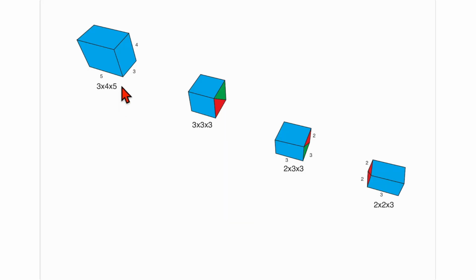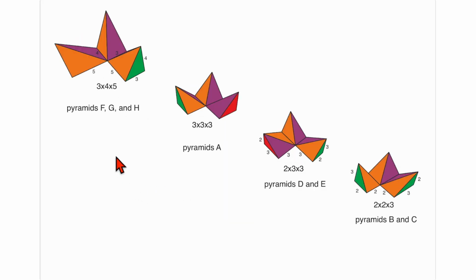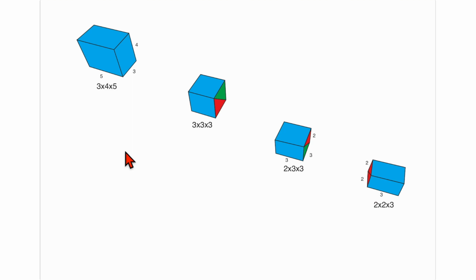Here are the 4 prisms and their corresponding pyramids. I rotated the prisms before drawing them because it's easier to see the dimensions against the blue background. Later on, I keep the prisms in the orientation that they are folded into so that you can follow the colored faces as the prism is constructed.